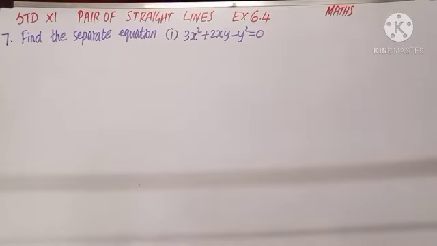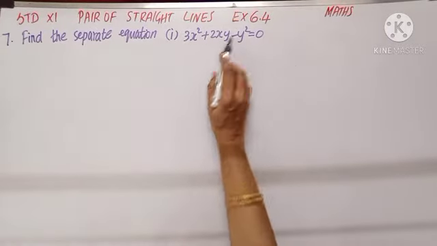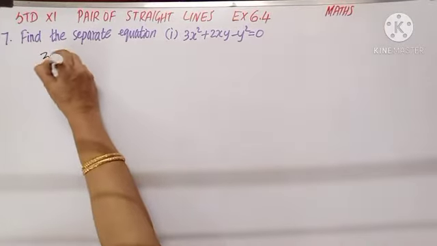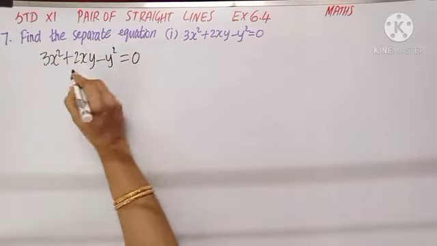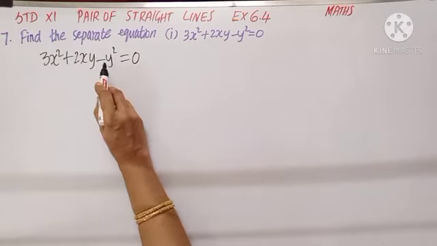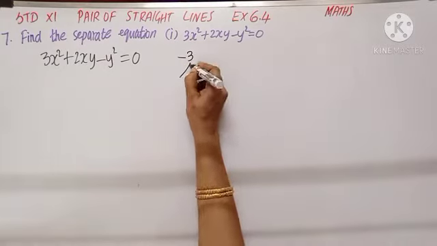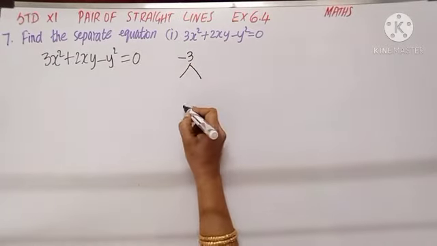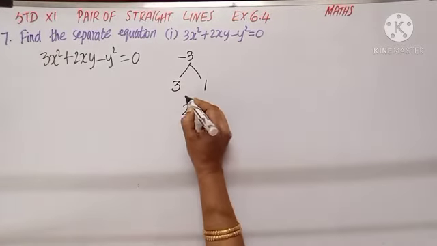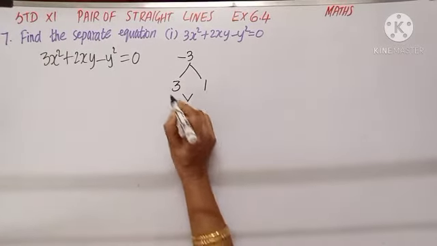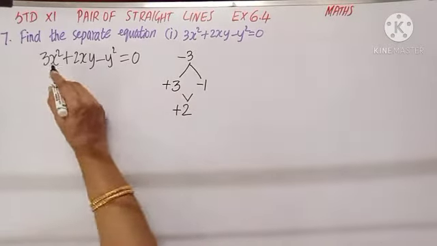Question number 7. Find the separate equations: 3x square plus 2xy minus y square equal to 0. As I read the equation, it's a combined equation. I need to factorize. 3 into minus 1, I get minus 3. And I want 2. So what are the two numbers? 3 and 1. We get plus 2 here. So it is plus 3 and minus 1.